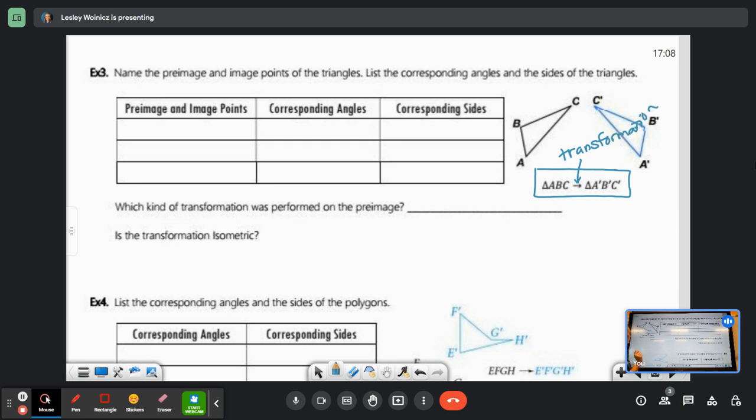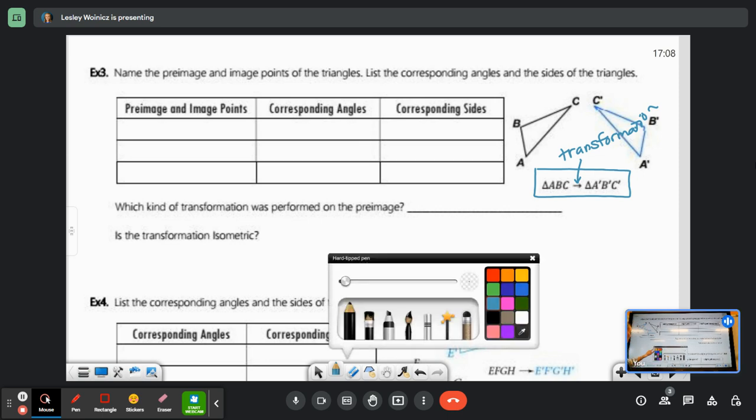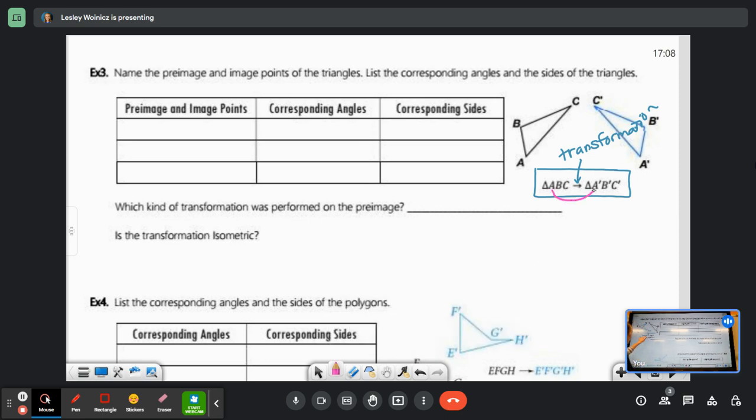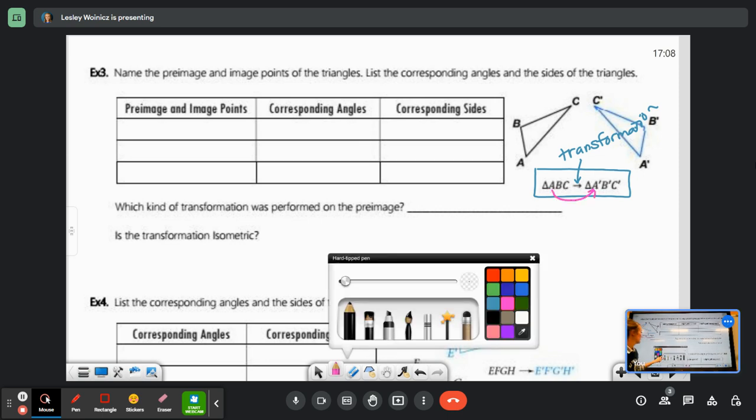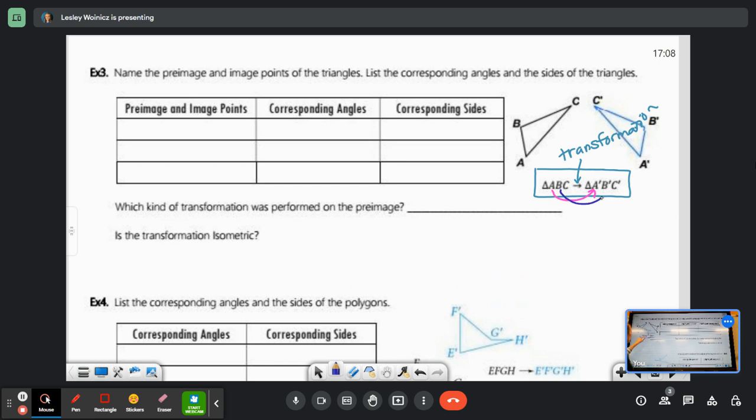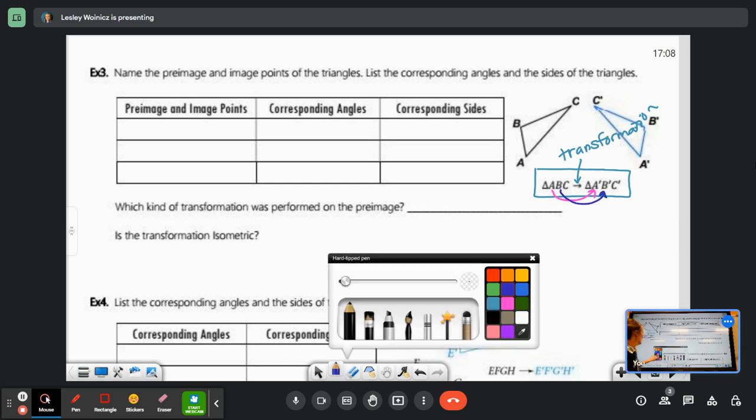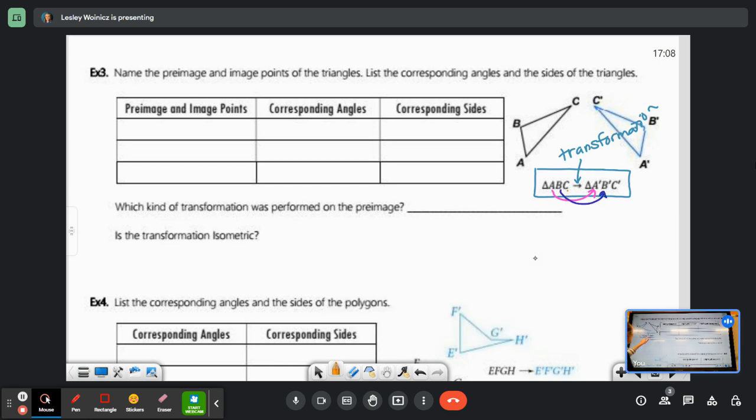Okay, that one kind of got away from me. So we're transforming triangle ABC into triangle A prime, B prime, C prime. The order is really important because A is mapping onto A prime, B has to go to B prime, and C has to go to C prime. You can tell by the order that the points are written in.